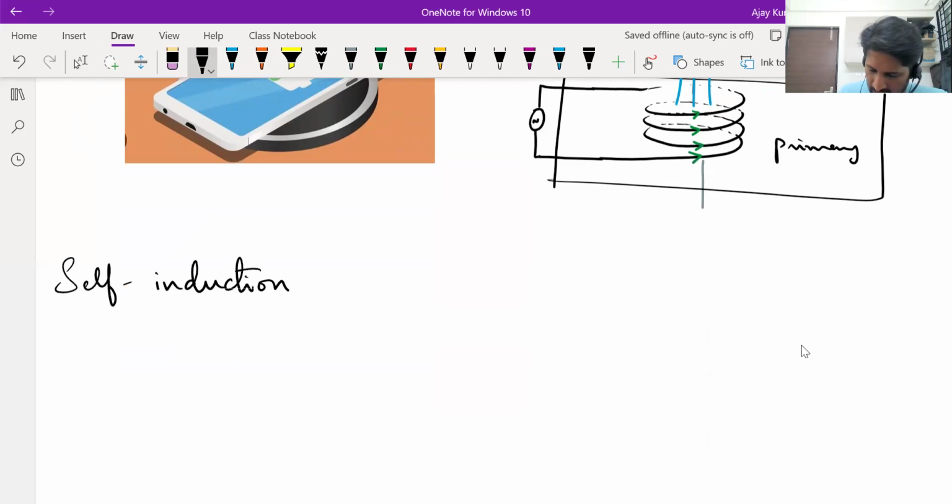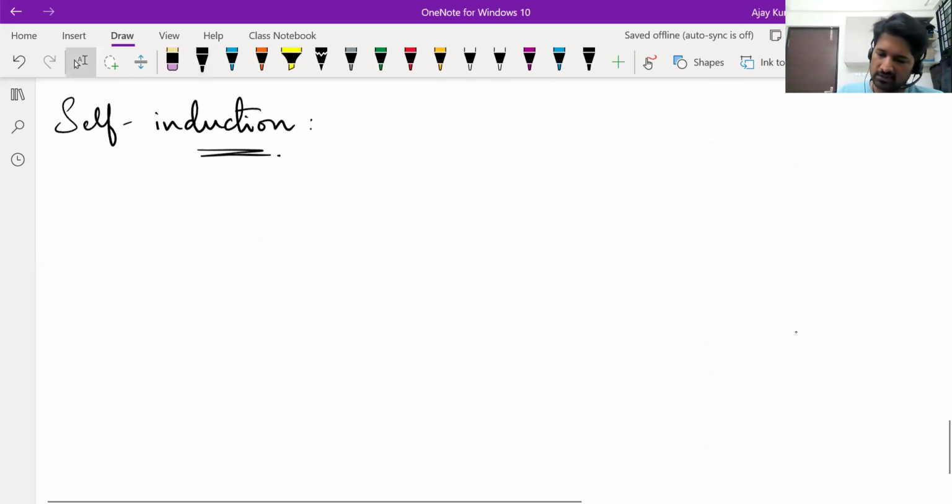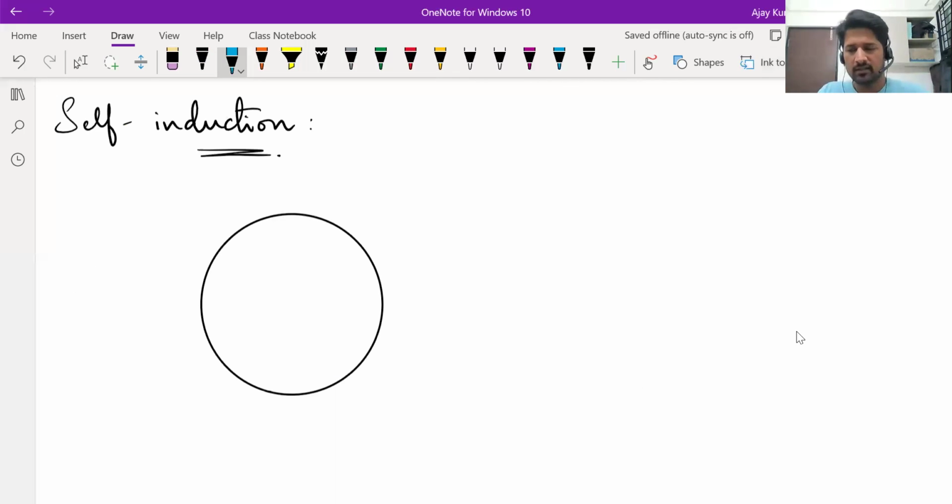In induction, there are two types. One is self-induction. Now, you consider a circular conducting loop like this. It is not under the influence of any magnetic field. There is no external magnetic field. There is this loop. Suppose the loop has its own current. Assume the current is clockwise.